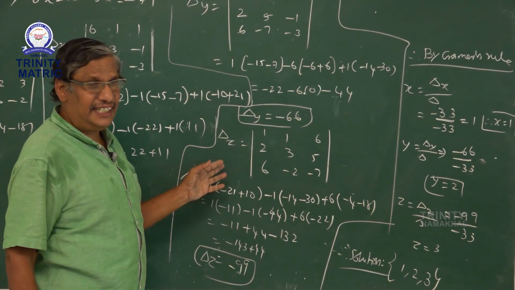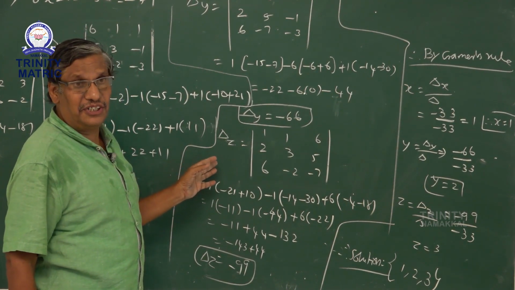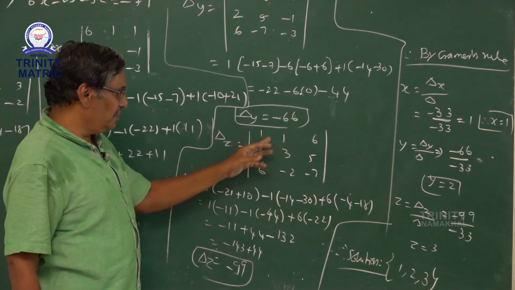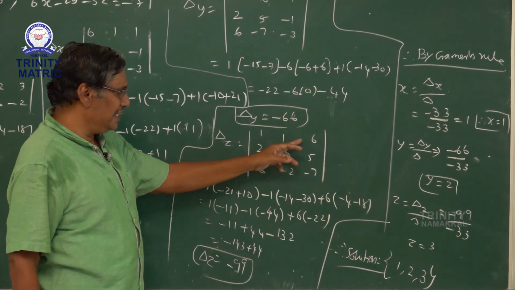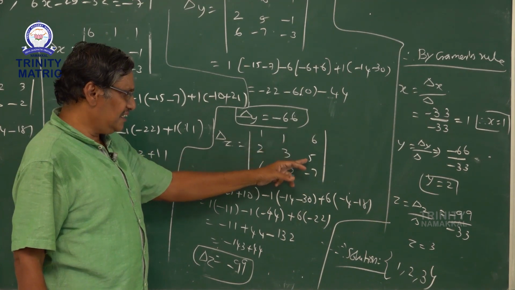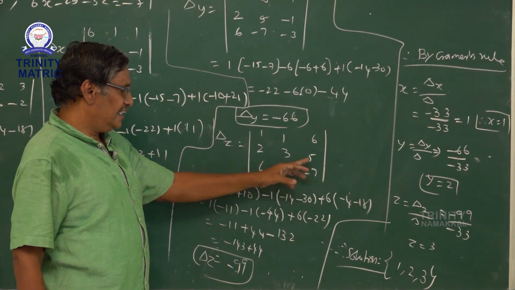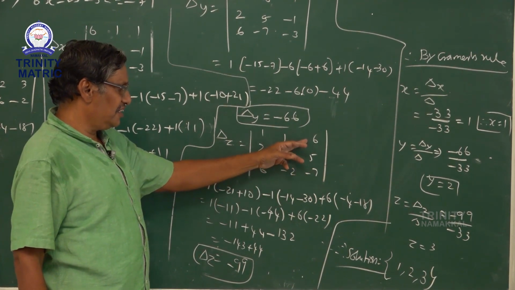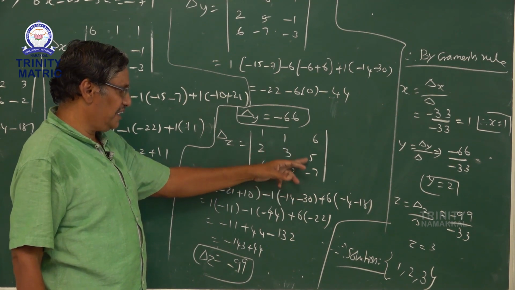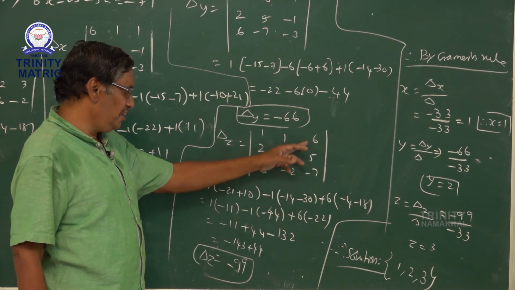Likewise, finally you have to find del z. For that what you do? You have to write the coefficient of x and y. Instead of z, you have to put matrix B elements. What are they? 6, 5, minus 7. That is non-homogeneous equations of value, non-zero values. What are they? 6, minus 5, you have to put it.